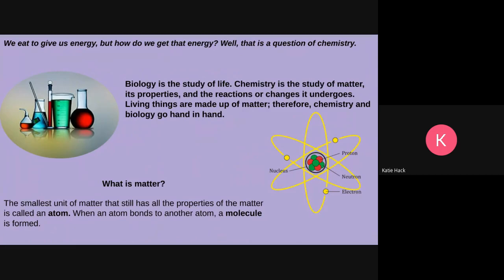We eat to give us energy, but how do we get that energy? Well, that's going to be a question for chemistry. So biology is the study of life, and chemistry is the study of matter, its properties, and the reactions or changes it undergoes. Well, living things are made up of matter, therefore chemistry and biology go hand in hand. Well, what is matter? The smallest unit that has all the properties of the matter is called an atom. When an atom bonds to another atom, then a molecule is formed.